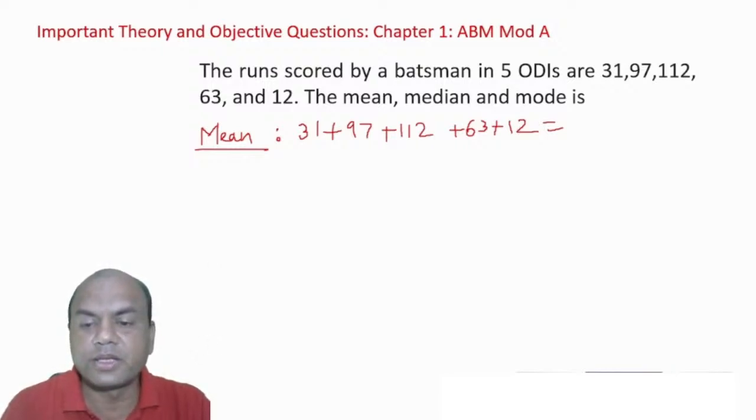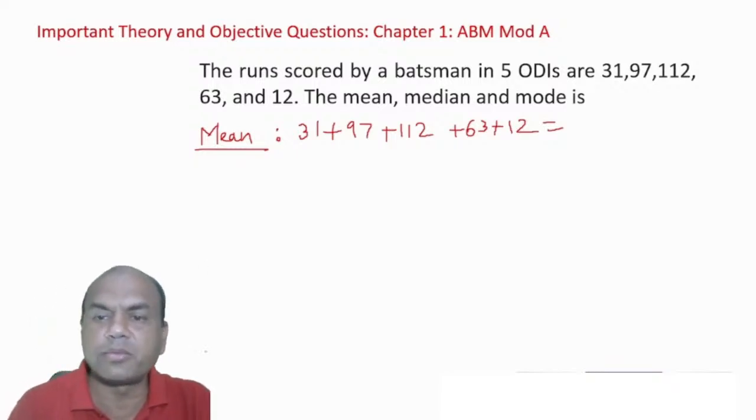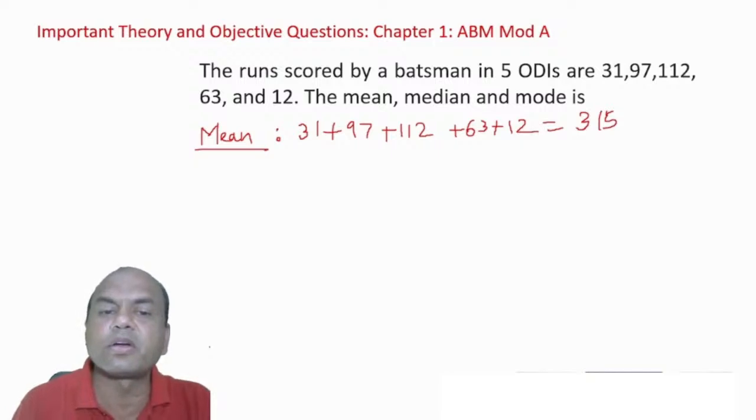31 plus 97 plus 112 plus 63 plus 12. So the answer you get is how many? Yes, comment section, everyone. 315. Correct.